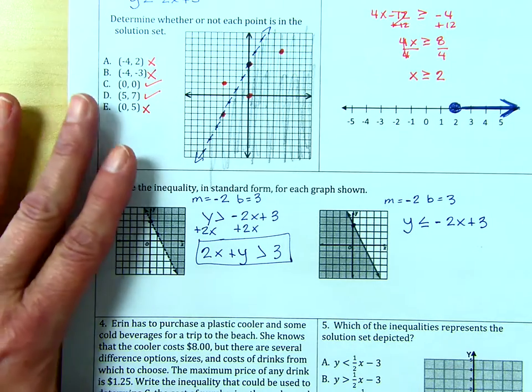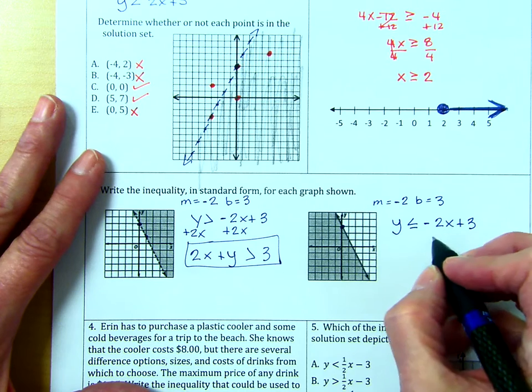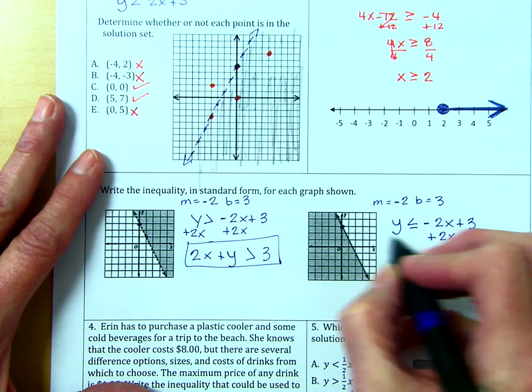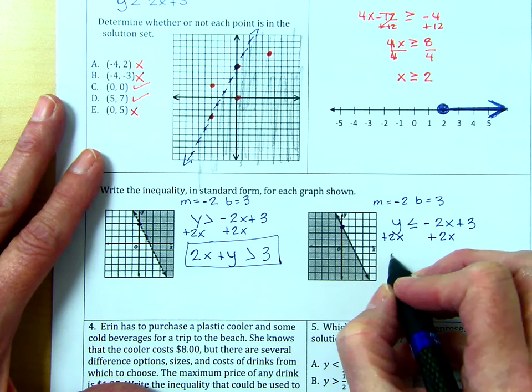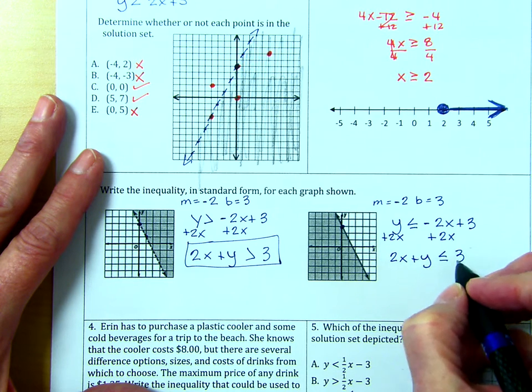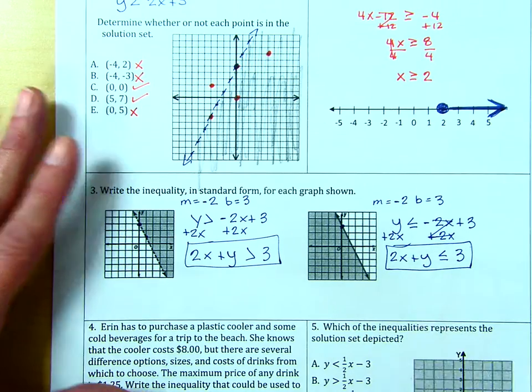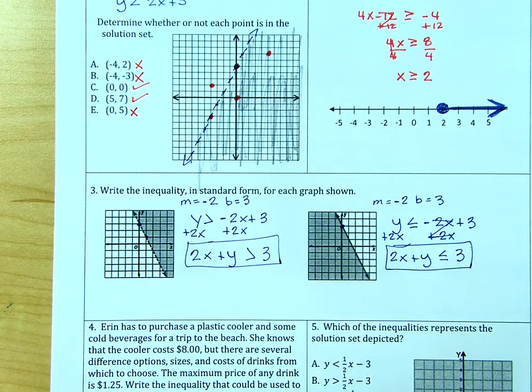So again, to put this in standard form, we're going to move that x term over to the left-hand side. We will do that by adding 2x to both sides. So we have 2x plus y is less than or equal to 3, because these will zero out. And there's our standard form for this inequality.